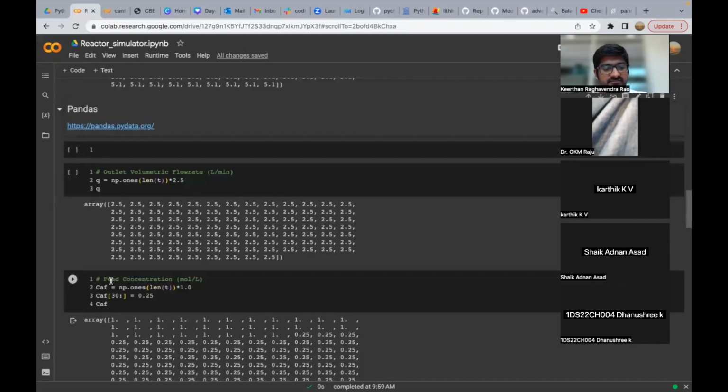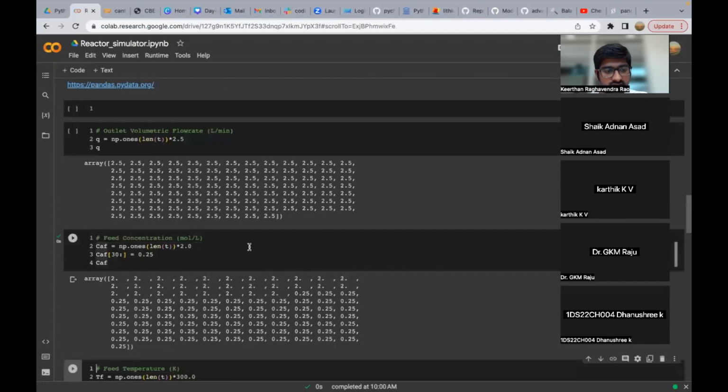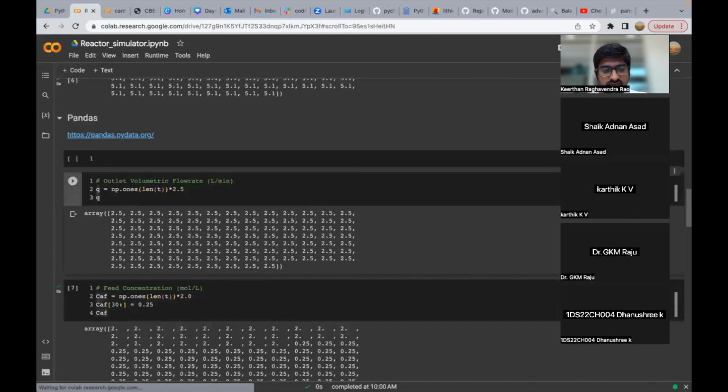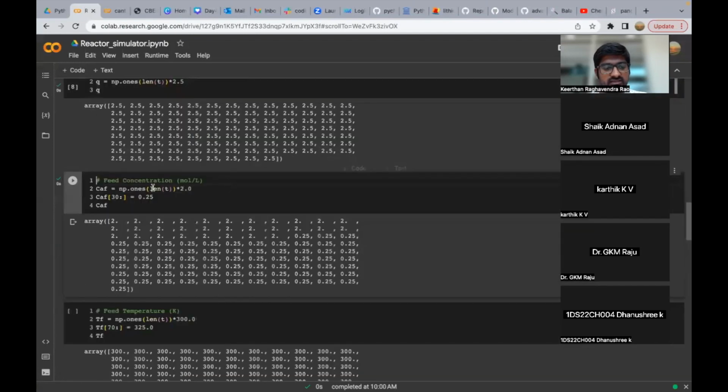Then there's the feed concentration. I use the same process. I have an array of ones, and I just, actually, I don't know why I multiply by 1. We can change this to maybe 2. And then after about the 30th instance, we are changing the feed concentration. So let me run the cells before as well. So we have the feed concentration.